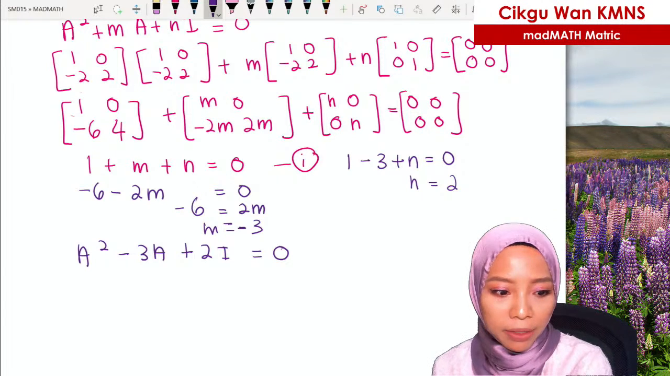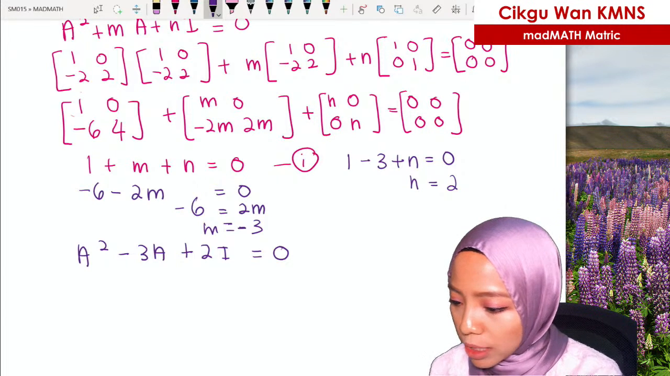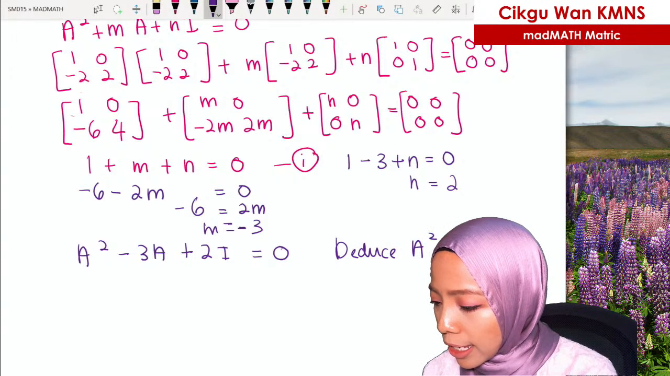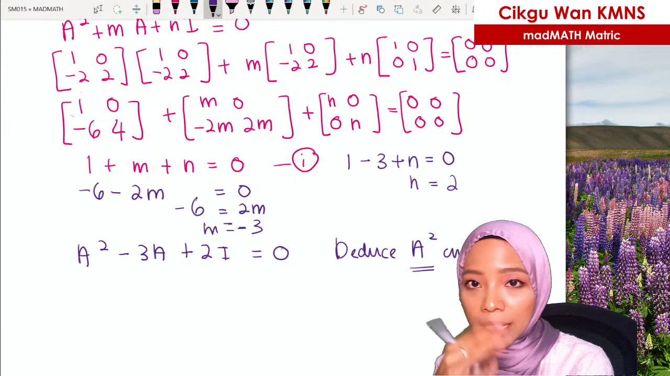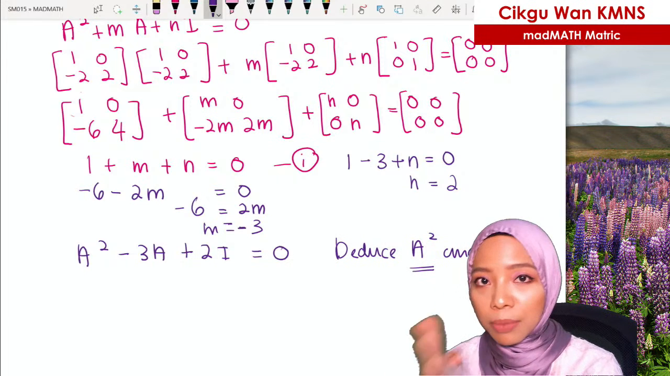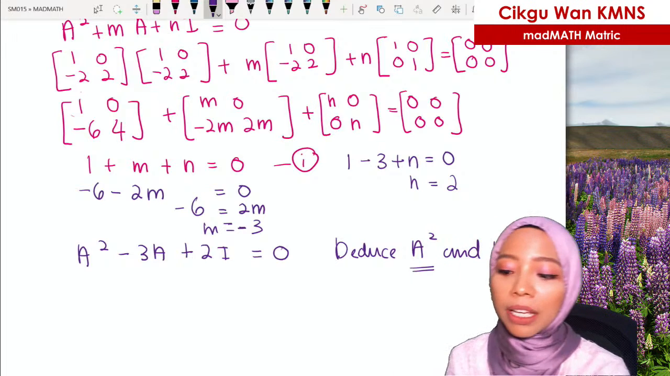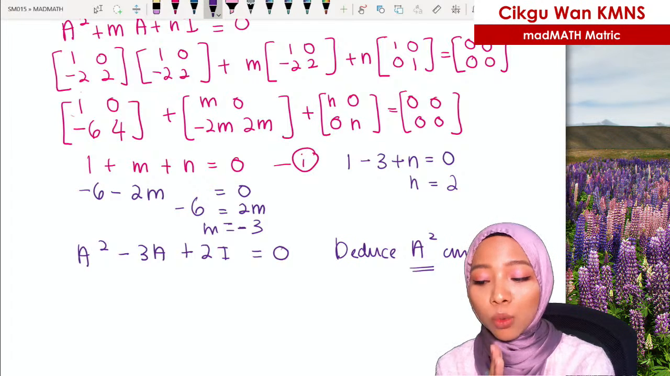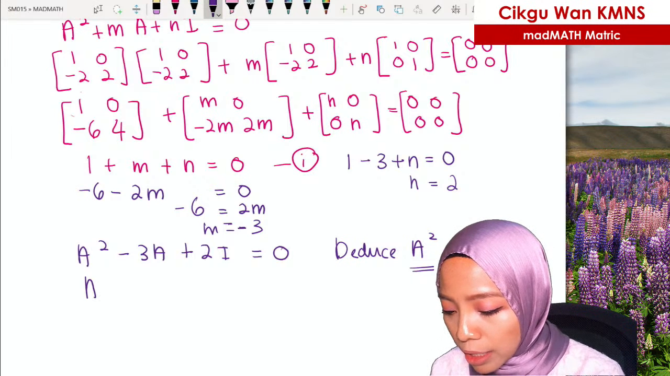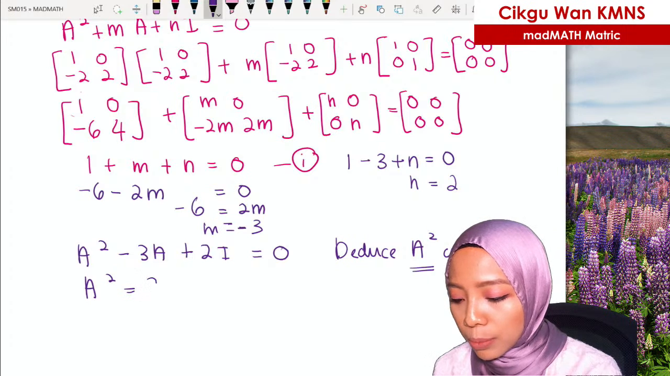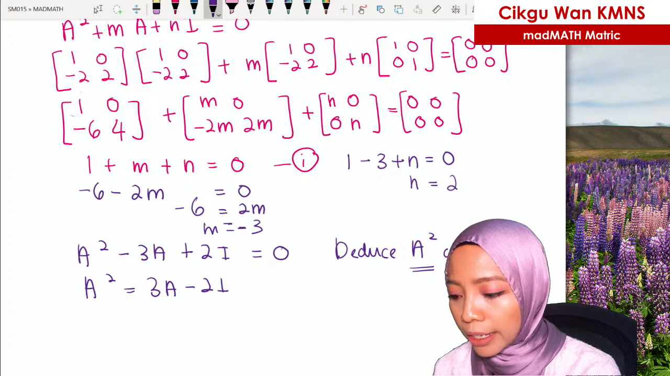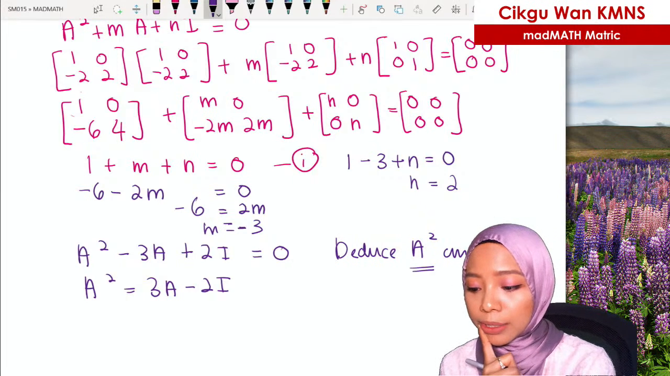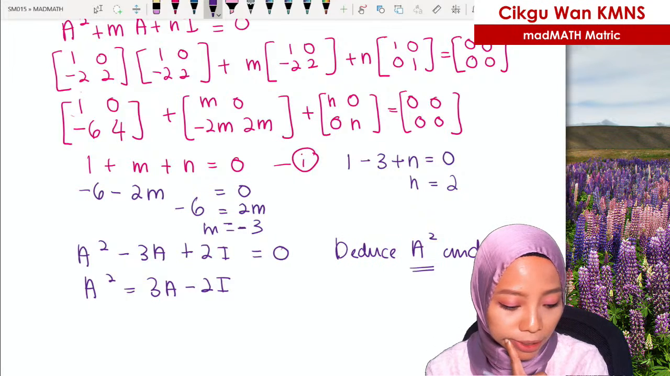Okay, so soalan nak apa? Soalan nak deduce A square. I tulis mula soalan nak deduce A square and A inverse. Meaning that I remind once again, you cannot calculate A times A. Tak boleh. Dia nak deduce daripada apa yang kita dapat, daripada equation A square minus 3A plus 2I ini. Okay, so now A square is equals to, kita bawa semua pergi belah kanan, 3A minus 2I. Okay. Ini dia. 3A minus 2I. A square.